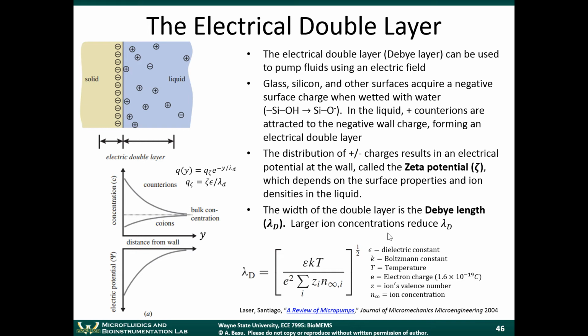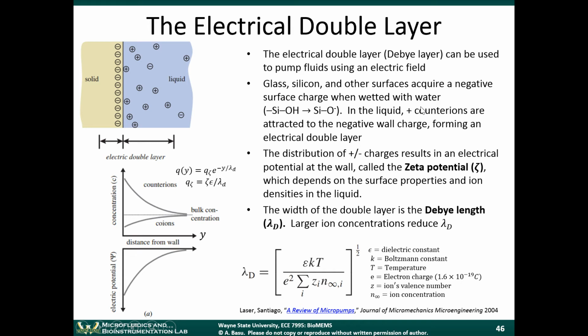So this is a slide about the electrical double layer. This is a very fundamental concept that is important for electrical pumping, and it's going to be equally or more important in the next module for chemical separations. This phenomenon occurs when you have a liquid that's in contact with a solid. For example, something like glass or silicon. These materials acquire a negative surface charge when they're wetted with water.